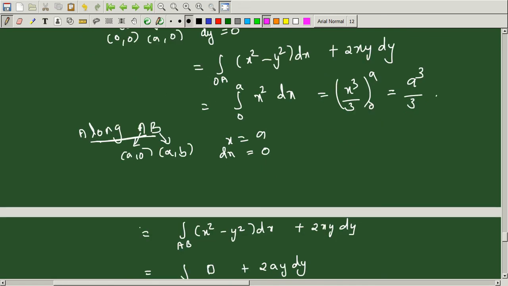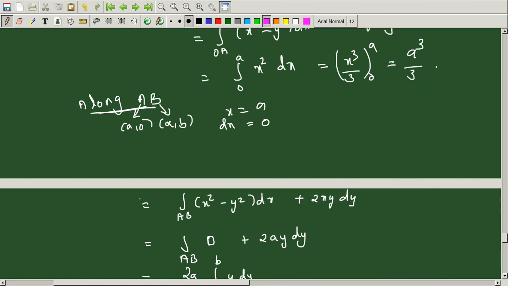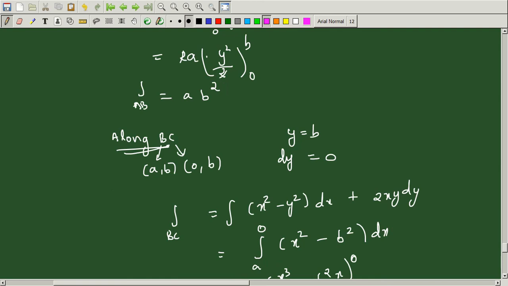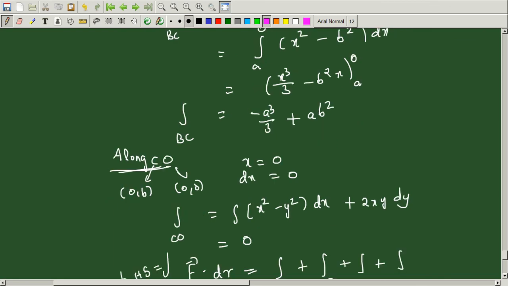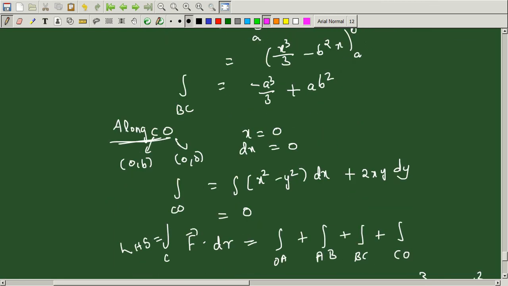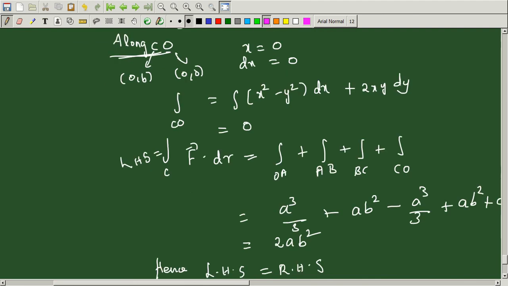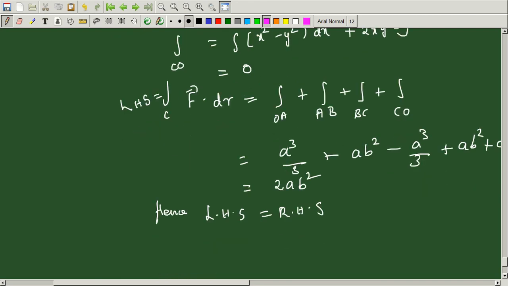Along AB direction, the x value is a, dx is 0, and substituting this, we get ab square. Similarly along BC, write the points B and C, y is b, dy is 0, so finally we get this answer. Along CO direction, x is equal to 0, dx is equal to 0, so the answer is 0 along CO direction. Finally, adding all the line integrals, we get 2ab square. Hence LHS equals RHS.